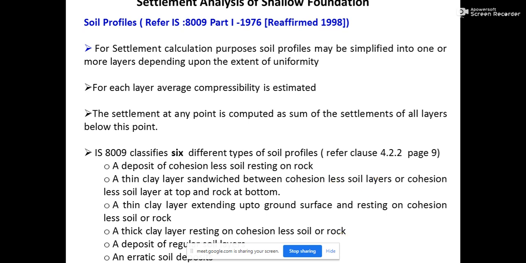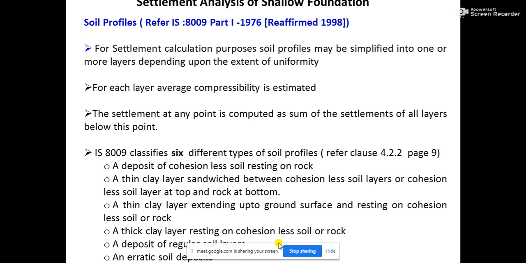And then the fourth and fifth one is a deposit of regular soil layer. Deposit of regular soil layer means the soil is layering regularly, one after another. That means one layer of clay, let's say, then one layer of sand, then again one layer of clay, then again one layer of sand. Or it may happen that first there is a layer of clay with some property, then the next layer is sand with some different property. After that you get another clay layer which has different properties than the previous clay.